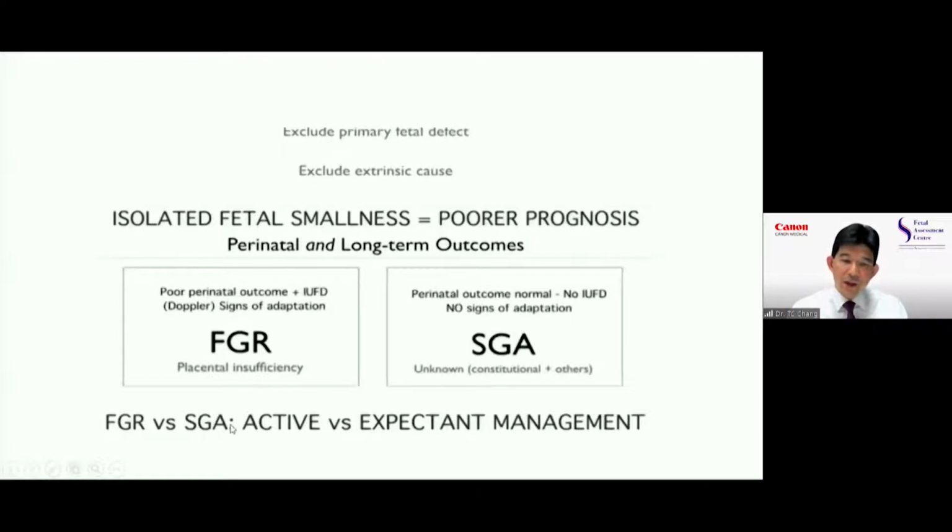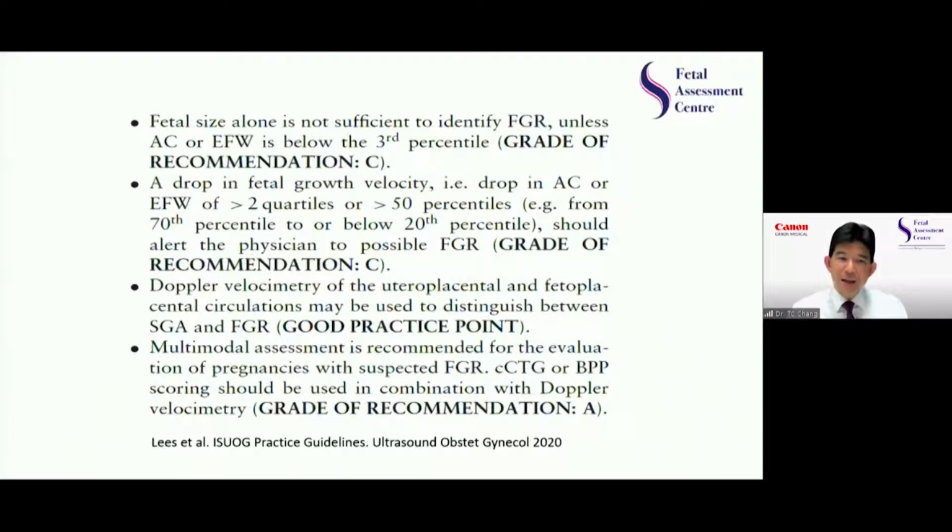For SGA, there's expectant management. For fetal growth restriction, there's active management. Now, how do we tell one from the other? Well, if we looked at size per se, fetal size alone is not really sufficient to identify fetal growth restriction unless we have an AC or an estimated fetal weight that is below the 3rd centile. And these are some of the points that have been highlighted in the ISUOG practice guidelines, which I'll be referring to quite a lot today in my talk.